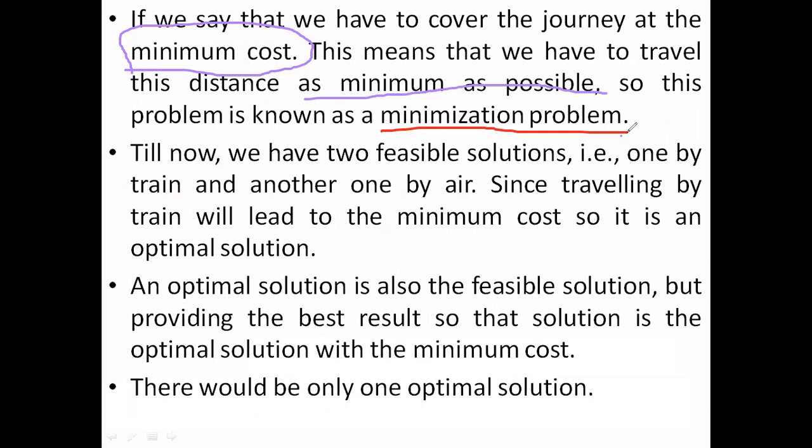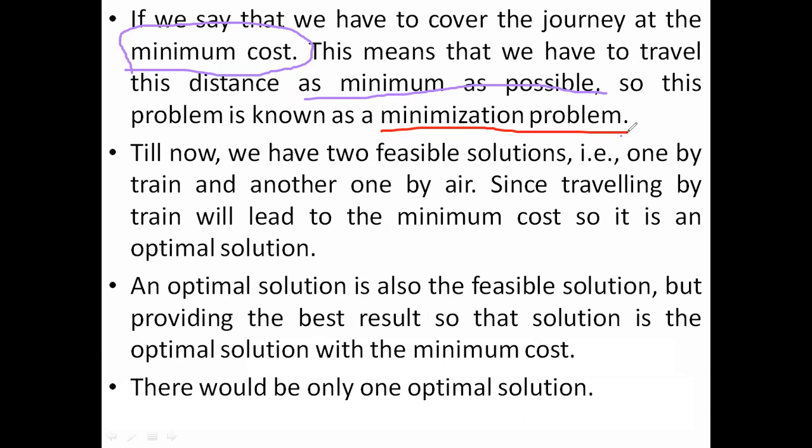From that previous example, one by train and another one by flight, aeroplane. Since we are traveling by train, it will lead to the minimum cost. It depends on the condition. When you need to reduce the cost, cost wise, the train is the optimal solution. Time wise, the flight is the optimal solution. So it depends on the condition. It provides the optimal solution.